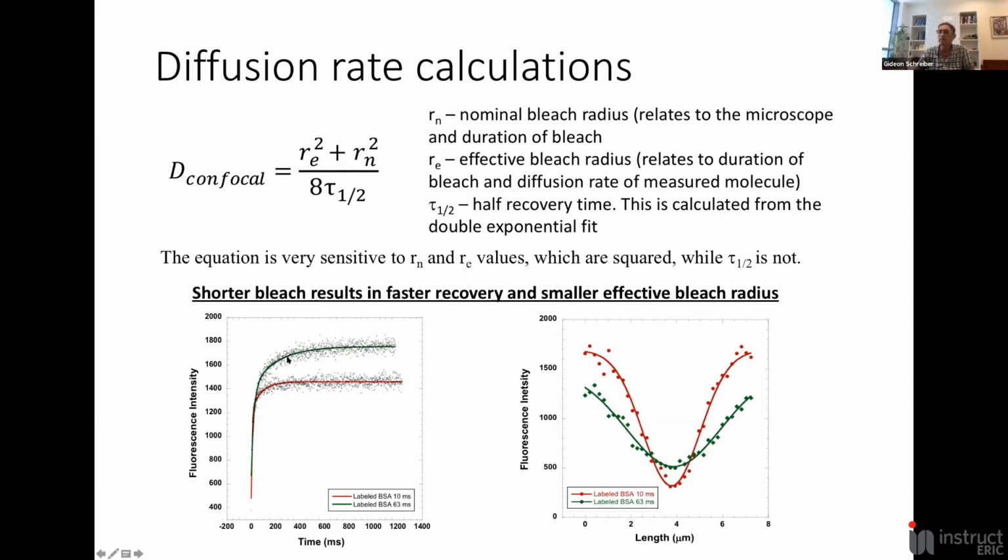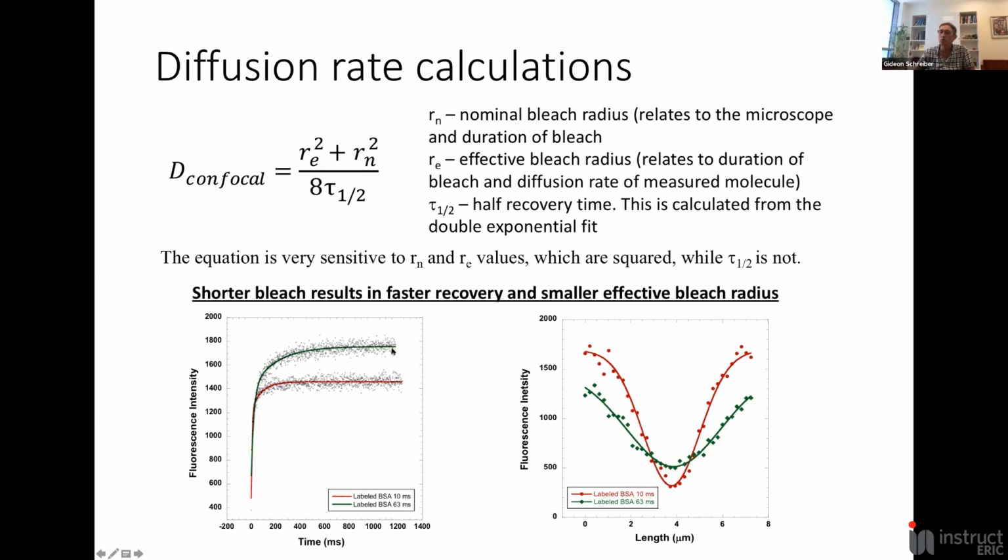The second parameter that we also can see, and this relates to it, is the diffusion half time, the back diffusion basically. So the tau half is very different for exactly the same reaction if we do 10 or 63 milliseconds. So for the 63 millisecond, we get a slower back time.